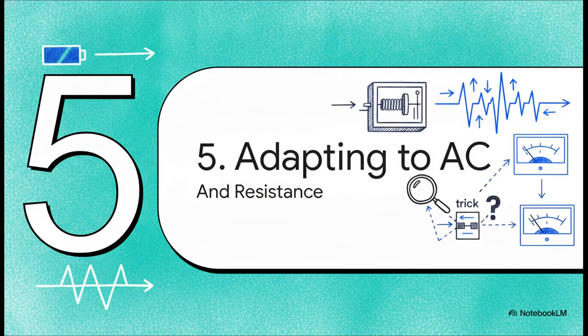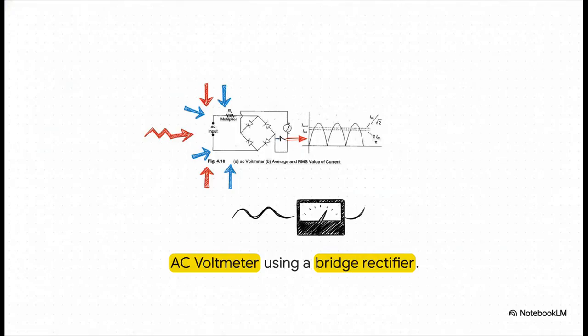All right, moving into part 5, adapting to AC and resistance. So, we've successfully tamed direct current, or DC. But there is another massive hurdle waiting for us. Our beating heart, that D'Arsonval movement, only understands steady, one-directional direct current. So how on earth do we measure alternating current when our meter literally only speaks one-way DC? Well, we have to trick the meter.